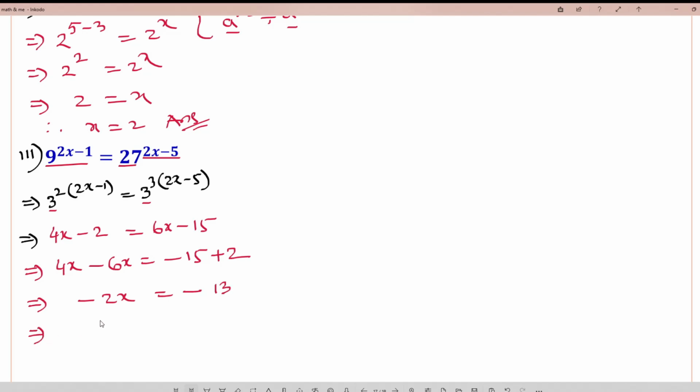If we divide both sides by 2, sorry, by minus 2, so what will come? Look, minus 2 and here is minus 2. So the minus signs cancel, 2 and 2 cancel, and 13 divided by 2 means 6.5. So we can write x equals 6.5. Very easy. We just keep concentration on math.